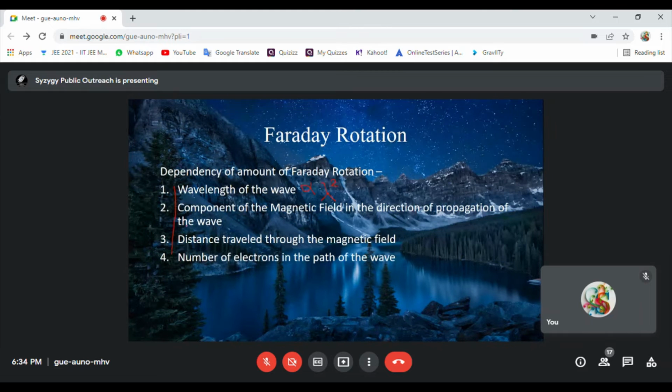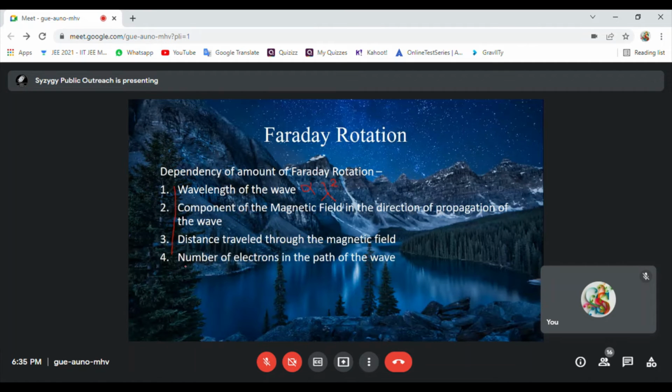Okay. Then the third factor is the distance traveled through the magnetic field. The greater the distance the wave travels through the magnetic field, the greater will be the rotation. Logically, it seems correct, because the greater the time for which a force is applied, the greater will be the displacement. In the same way, the magnetic field applies force on the electric field. So the greater the distance traveled by the electric field, the greater will be the rotation, because for greater time it will be passing through that magnetic field.